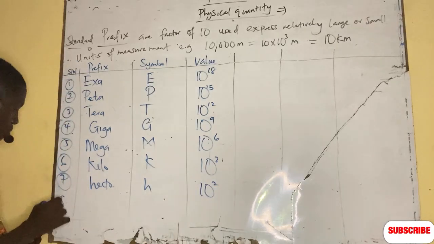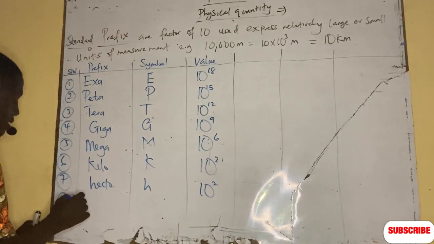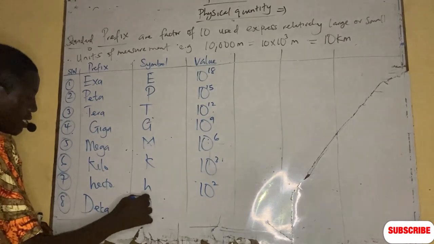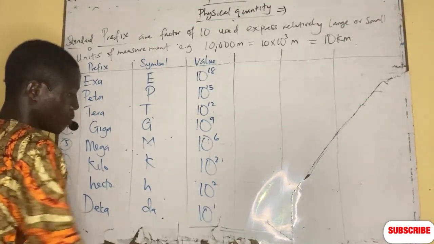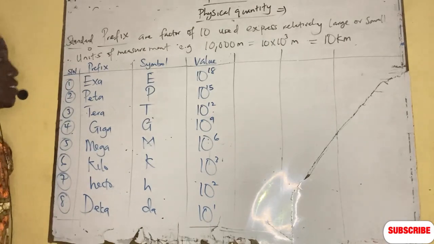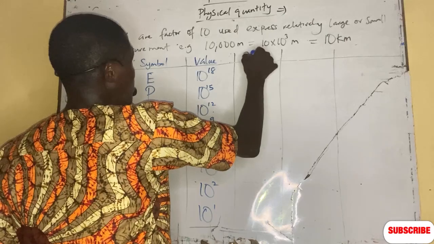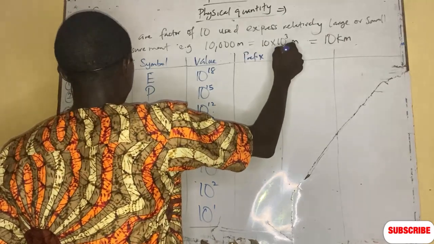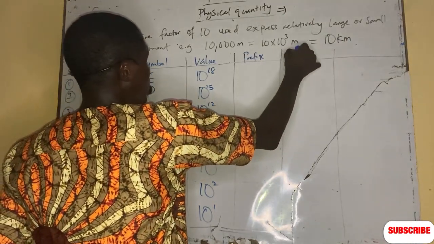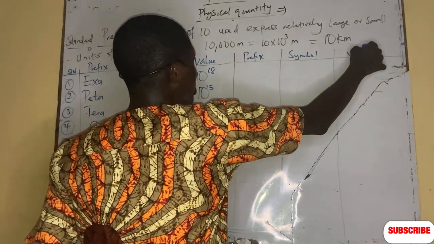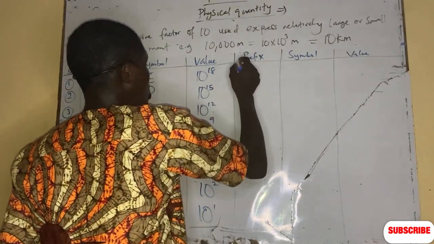We also have the deca, that is da, 10 raised to the power 1. 10 raised to the power 0 does not have a prefix, so we move on to the negative ones. The columns are the prefix, the symbol, and the value for the negative ones.